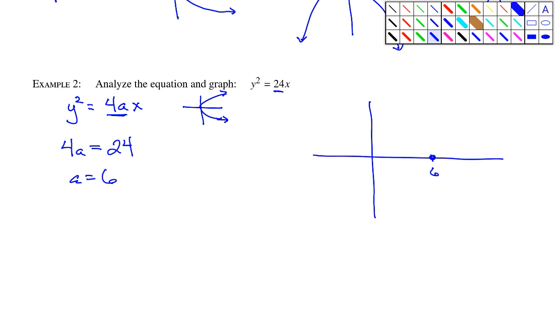So the focus is going to be at 6, 0. The vertex will be at the origin. And the directrix will be a vertical line, x equals negative 6. And the parabola opens up to the right.